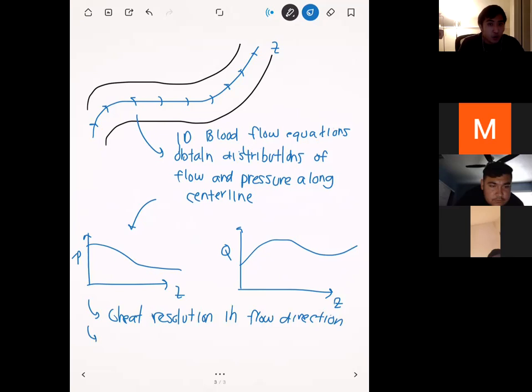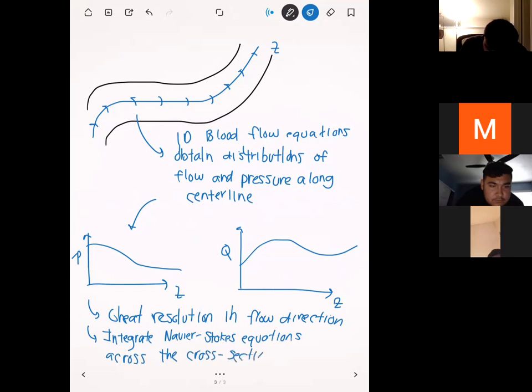And so what you'll see is that when we derive the 1D equations, the way that we're going to obtain them is that we're going to average the Navier-Stokes equations across a cross section in the vessel. Or I should say not average, but integrate. We're going to integrate the Navier-Stokes equations across a cross section. We're going to spend quite a bit of time going through that derivation. And then once you do that, you're going to obtain the 1D blood flow equations, and then we can solve those for certain quantities.